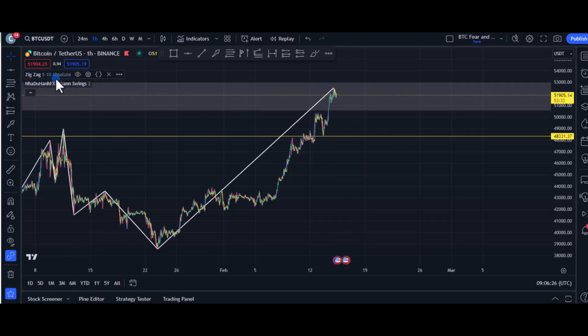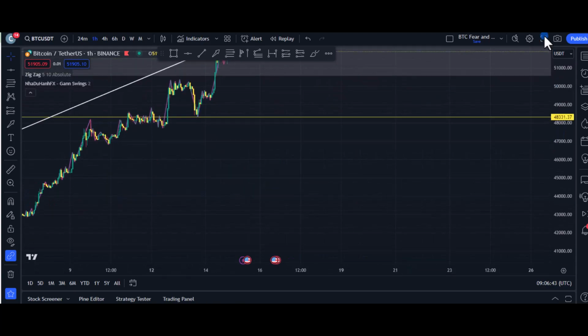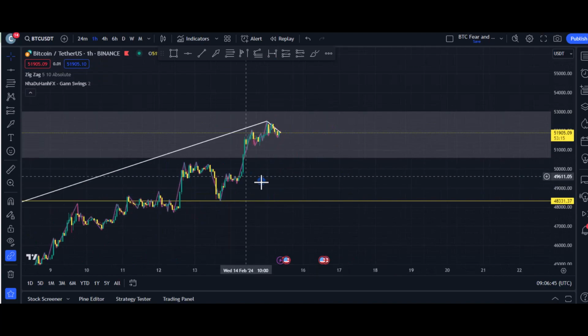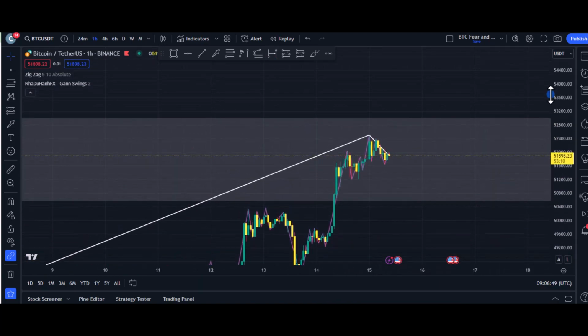I've got my zigzags and my Gantt swings on. The zigzag is this white line. As you can see, there has been no pull back on that, but you can see in the WD Gantt swings, the pink lines here, we have had multiple swings in this move. So because we're going to be focusing on the short term, I'm going to pay more attention to the pink line just so that we can see what's going on in the short term. And this is really good for those who are trading the short term time frames.